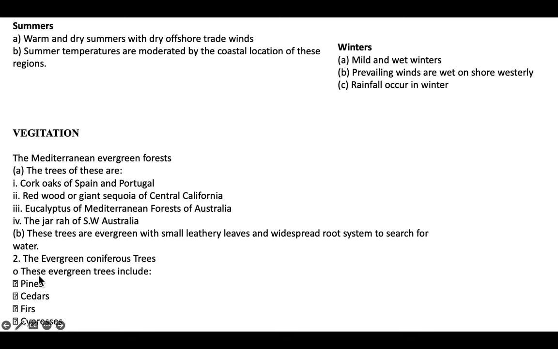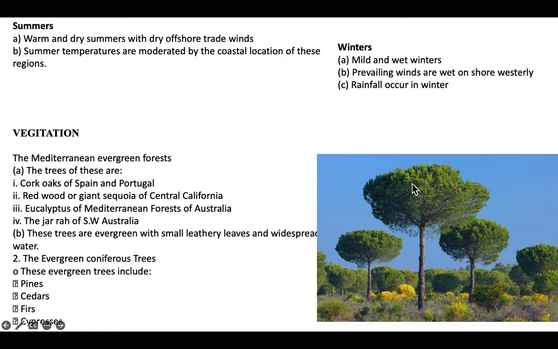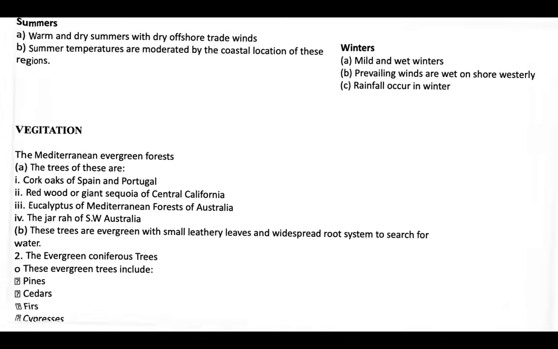Some trees which are there, we have pine trees, cedars, firs, and then the cypress. This is one of the pine trees. Let me try to show you a pine tree. This is an example of a pine tree. These are pine trees, they can be present. Then let's look at the other one.